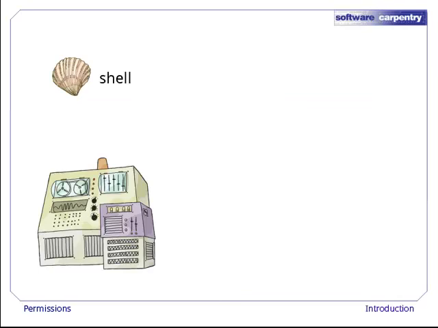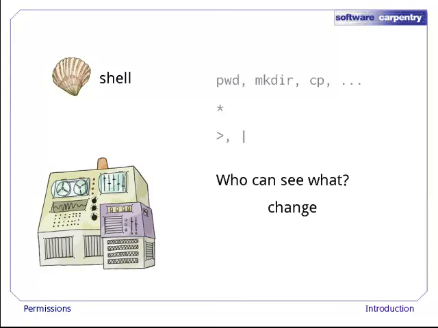In the previous episodes in this lecture, we looked at how to use a command shell to interact with a computer, and met a few commonly used commands, such as pwd, mkdir, and cp. We also met the wildcard character star, and saw how to redirect output with greater than, and create pipes with pipe. It's now time to look at how Unix determines who can see the contents of which files, and at how it controls who can change those files and run particular programs.